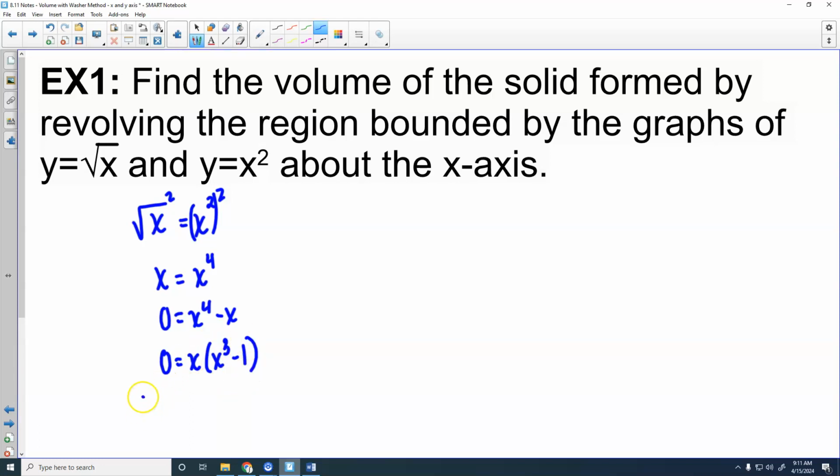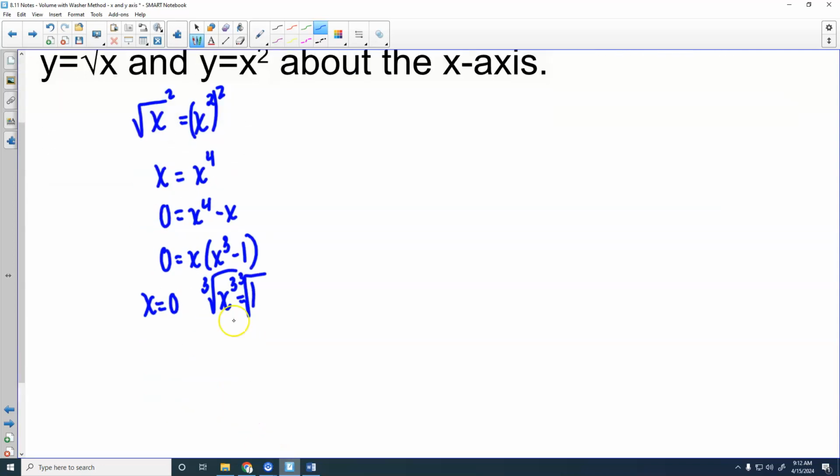And then we can set each one equal to 0. So x equals 0. X cubed equals 1. I will cube root both sides. When I cube root, do I put a plus or minus with it? You do not, because you can take the cube root of a negative number. So you don't put plus or minuses here. It's just going to be 1. So these things are going to intersect between 0 and 1.